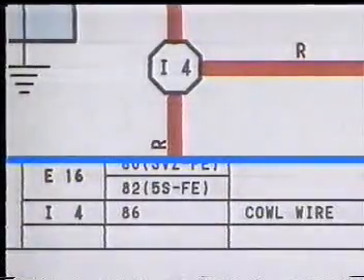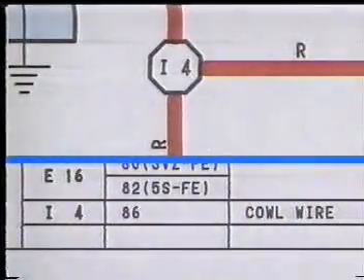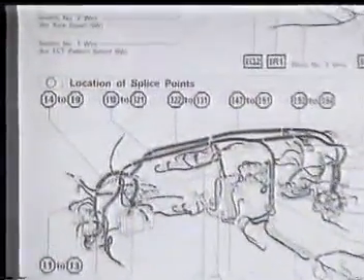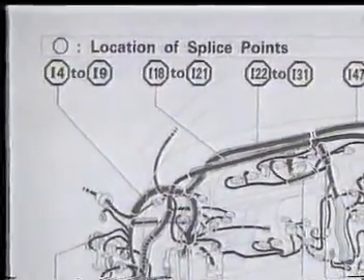The first letter is I. That means it's a splice point in a wire harness running behind the instrument panel. By looking at the reference page, we can get more detailed information on the location.